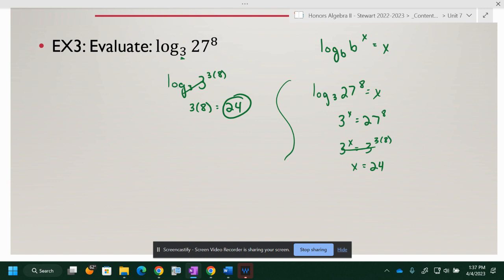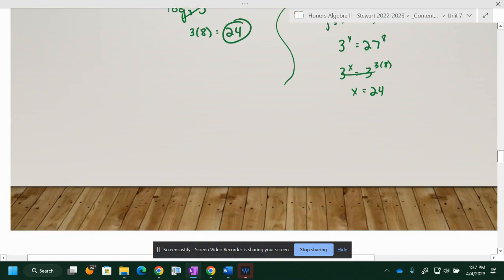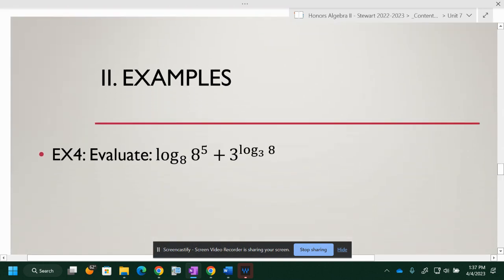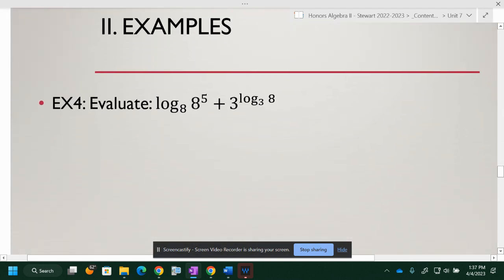Jake? Is that 3 from the 3 times x? Is that 3 from the base of the log, or is that the cube of 27? The cube of 27. Yes, the 27, the 3 cubed. All right. Example 4. We're over halfway. We're good.